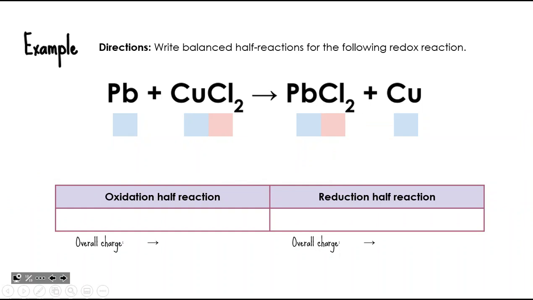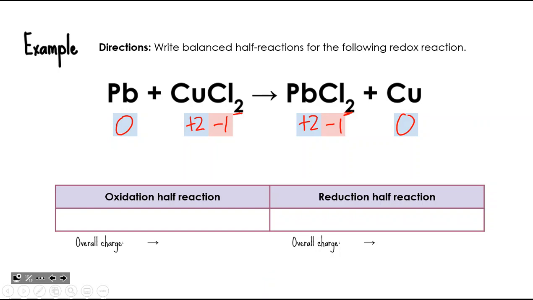Go ahead and assign oxidation numbers up here. Pretty easy. Elemental lead, elemental copper. I always put those in first. This is metal, non-metal, so chlorines are -1 because they're halogens. And then that means here, if there's -2, this is going to be +2. This is -2, so this is going to be +2. Looks like our chlorines are spectating, so we don't have to worry about them.